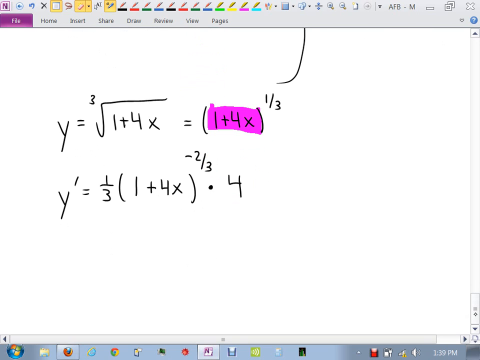Okay, 20 minutes. 13 on this page. Good one.